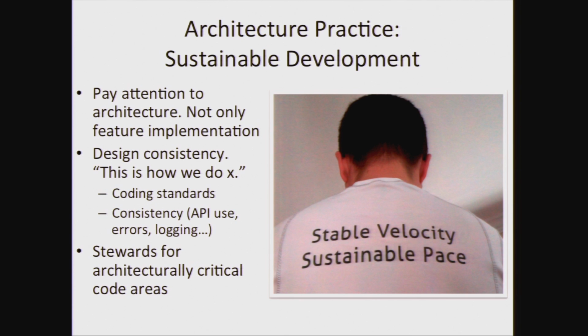So if you have architecturally critical code areas, it's not like collective code ownership. Anybody can go in and muck around, all right? There is a steward. Maybe it's a set of people, but it's people who have the skill and expertise to guarantee that the qualities are preserved in that code. So I know we've talked about collective ownership on Agile projects, but stewardship is something more. It says we're paying attention to this.